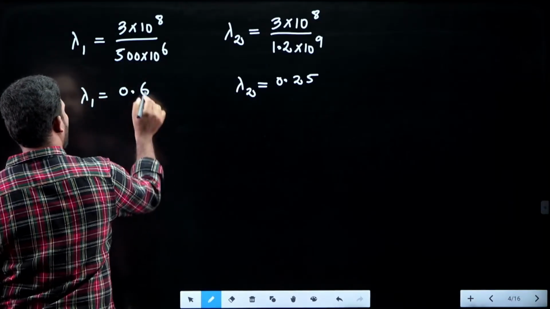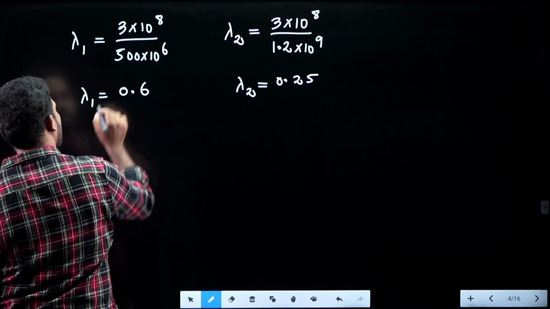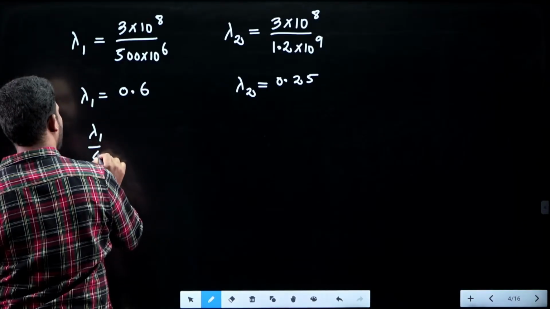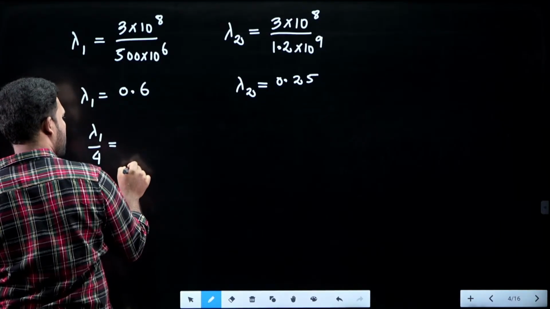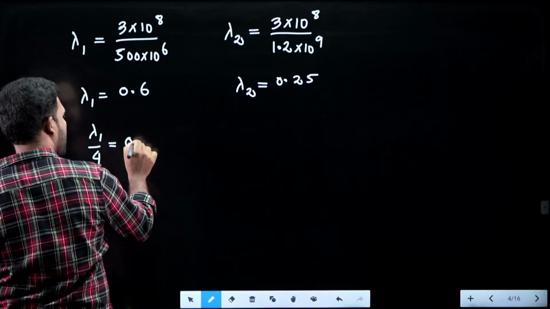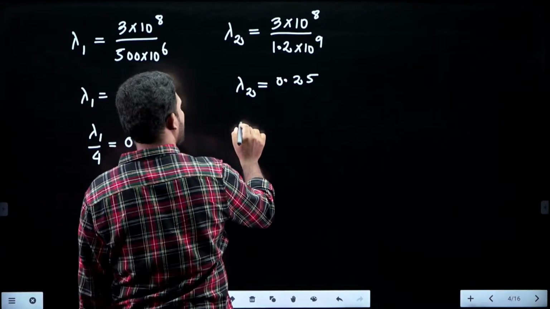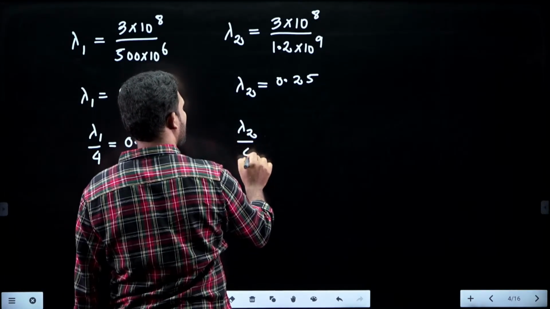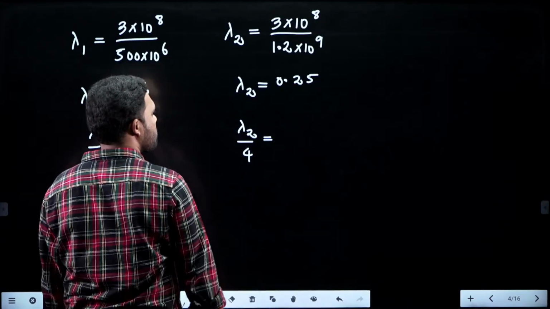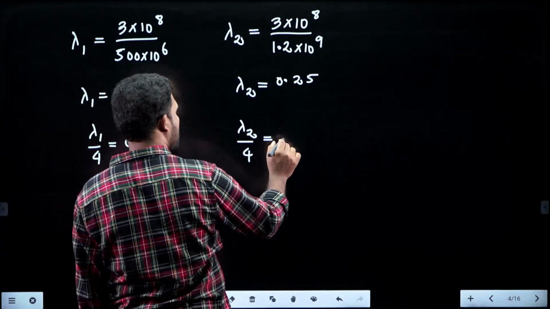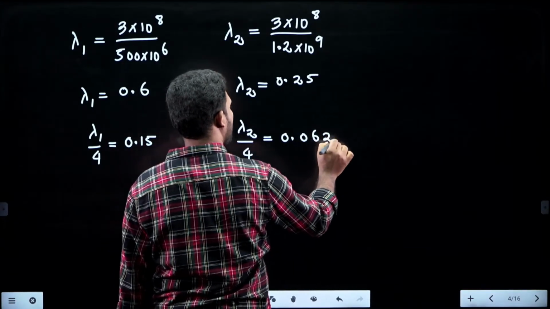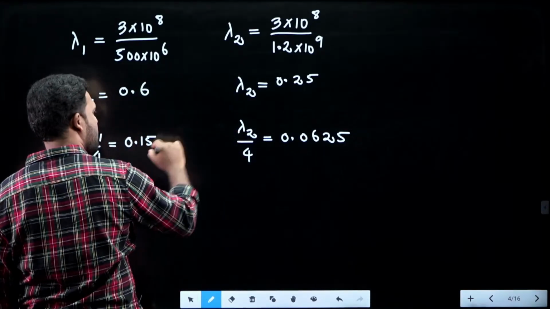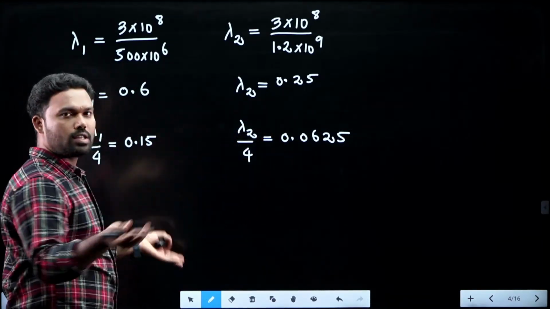So if you wanted to match this frequency, the length required is lambda 1 by 4. So what is the lambda 1 by 4? 0.6 by 4. This is some 0.15. So here it is lambda 2 by 4. Lambda 2 by 4, you can check out, will be 0.625. This is in meters, that is also in meters. These two lengths are not the same.